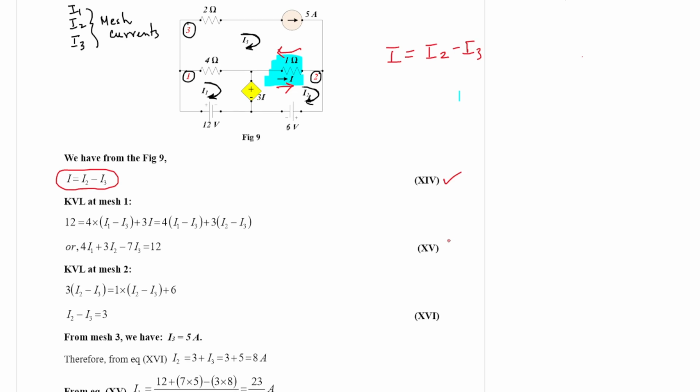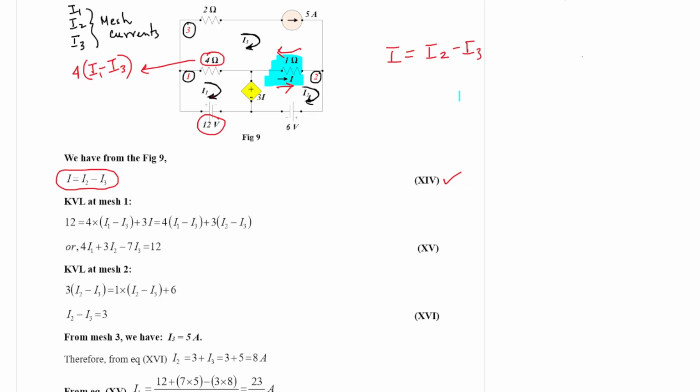Next we proceed to write KVL for mesh 1. We have three components. Number 1 component is the 12 volt source. Second component is the potential drop across the 4 ohm resistance, which is equal to 4 into I1 minus I3. That is the potential drop across the 4 ohm resistor.